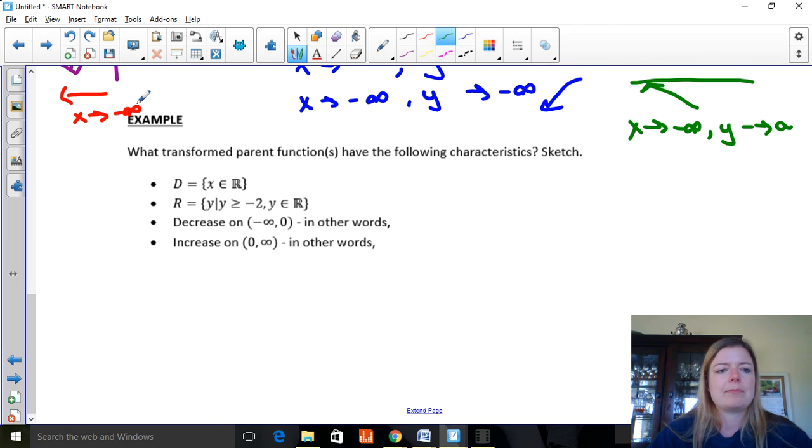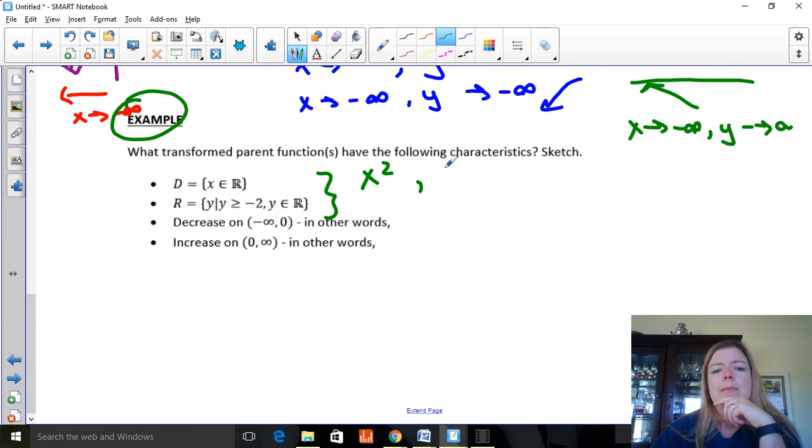Just one last example to wrap up this note. What transformed parent function would have the following characteristics? Sketch. A domain of any real number, and a restricted range. So let's think of what would even have these two characteristics. Not linear because it doesn't have a restricted range, but quadratic, hello, that has a domain of any real number, and it also has a restricted range. Absolute value is in the same boat. Those are really the only two.